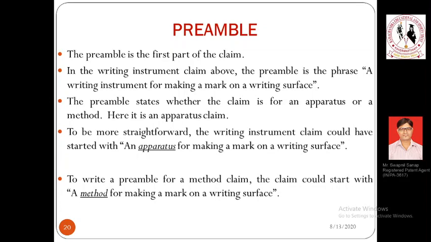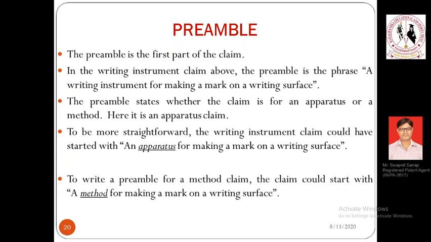When we write a patent, we don't write the specific application. We try to keep it in a broader manner, so anything specific can also fit. For example, the pen here is referred to as a writing instrument. So in the writing instrument claim, the preamble is the phrase a writing instrument for making a mark on a writing surface. This is the preamble of the claim.